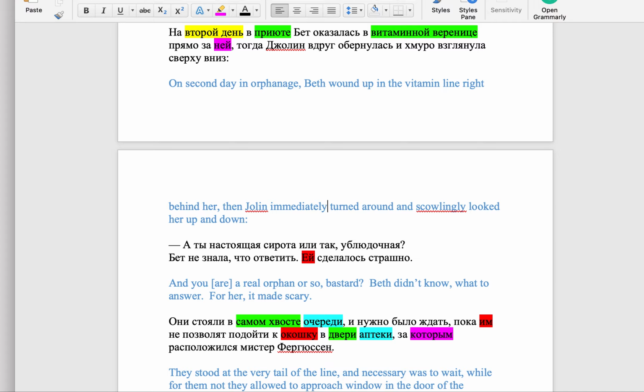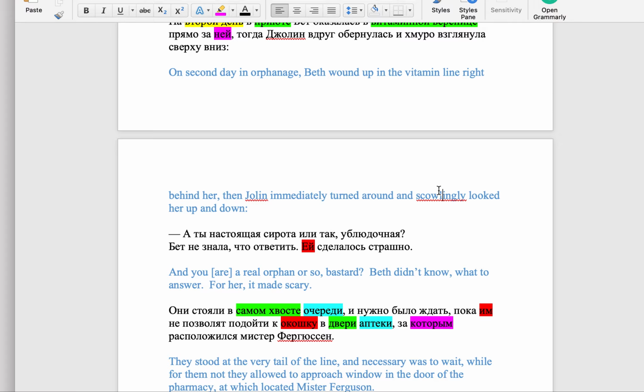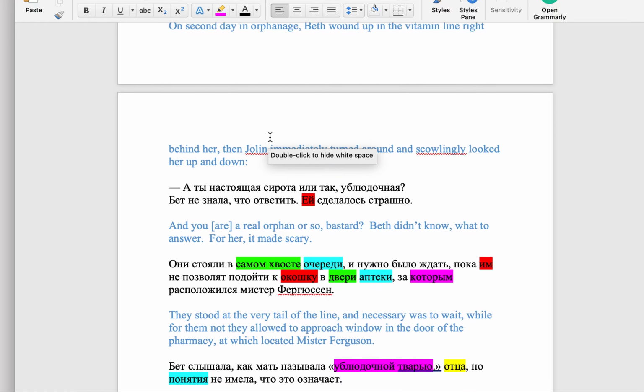turned around and scowlingly, which I don't believe that word actually exists in English, but chmurna is an adverb, and it basically means like with a scowl. So if you were to literally translate, it would be something like scowlingly looked her up and down. Sverhu vniz. So like from the top to the bottom, basically. And I wouldn't be surprised if sverhu vniz, that vniz might be in the accusative case, but I'm not entirely confident about that, so I didn't encode anything there.